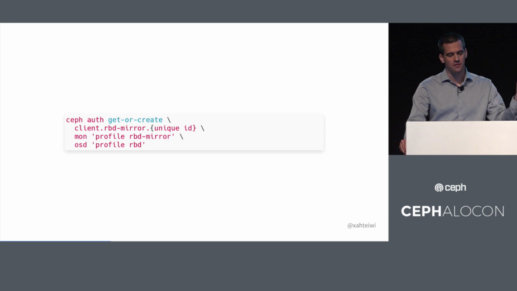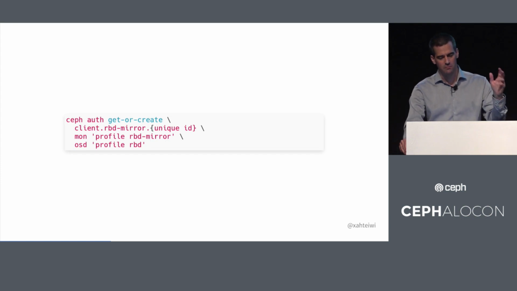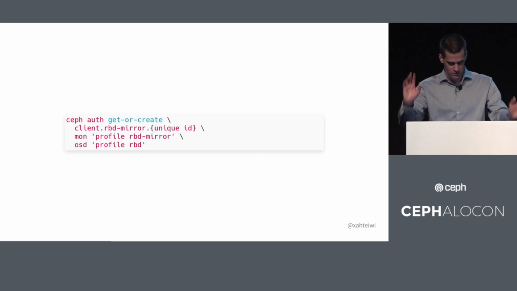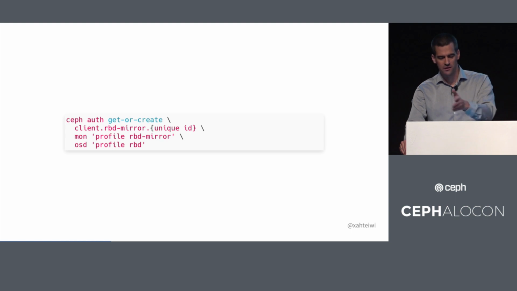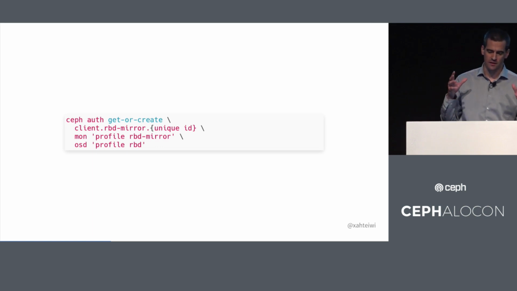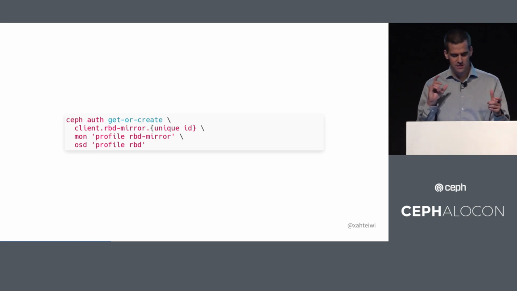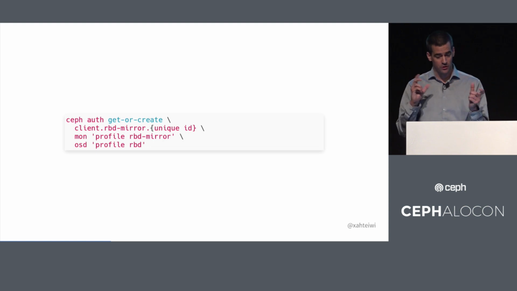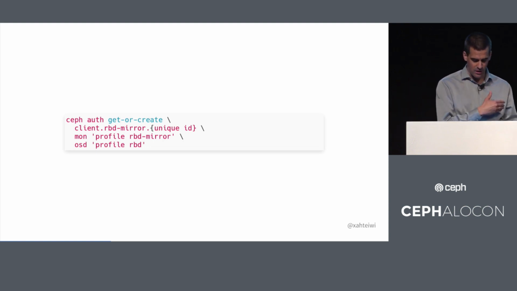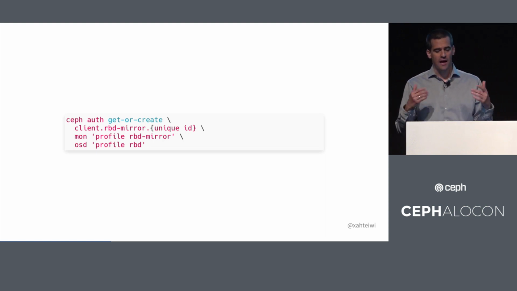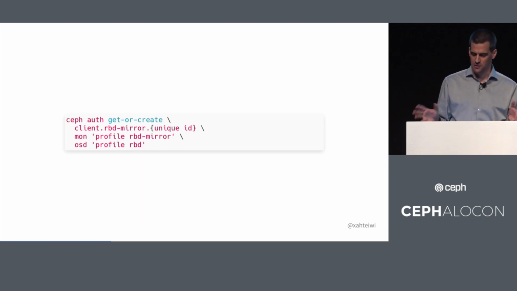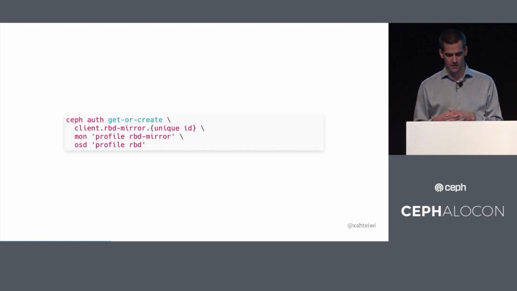We create here a client.rbd-mirror.some-unique-ID user, or Cephx identity. And we give it the mon profile rbd-mirror and osd profile rbd capabilities. And that ensures that that instance can participate in mirror peer discovery and mutual authentication. That's what the MON capability is for, among other things. And they can read from and write to RBD images in all pools. That's what the OSD capability is for.